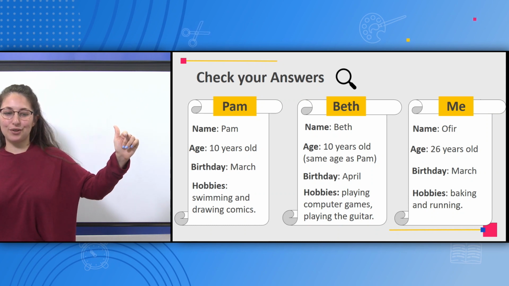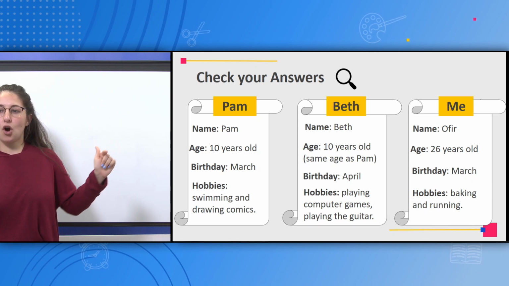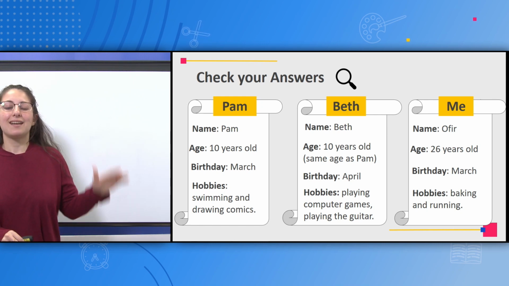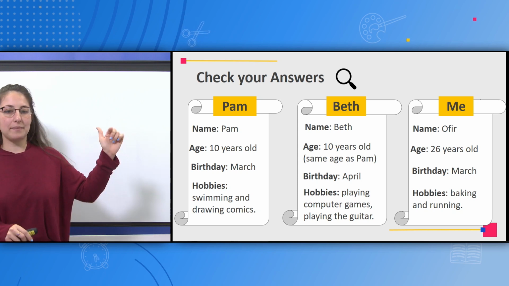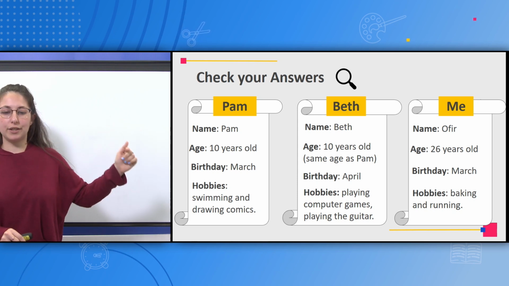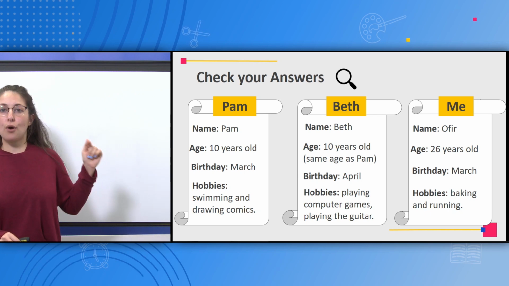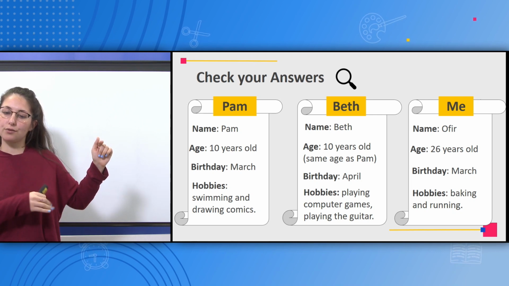She is 10 years old. Her birthday is in March. And their hobbies are swimming and drawing comics. Is that what you wrote? Second one, Beth, her friend. The name is Beth. She is 10 years old. Her birthday is in April. And their hobbies are playing computer games and playing the guitar.